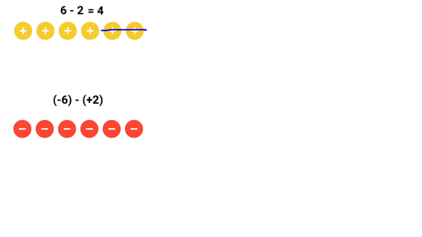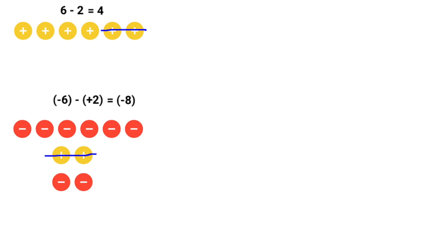So we need to take away 2 positives. So we need to bring in as many zero pairs as we need until we can see 2 positives, which means we need 2 zero pairs. When we bring those in, we have 2 positives. When we open those up, we can clearly see we can take away those 2 positives. When you have -6 minus 2 positives, the leftover is -8.